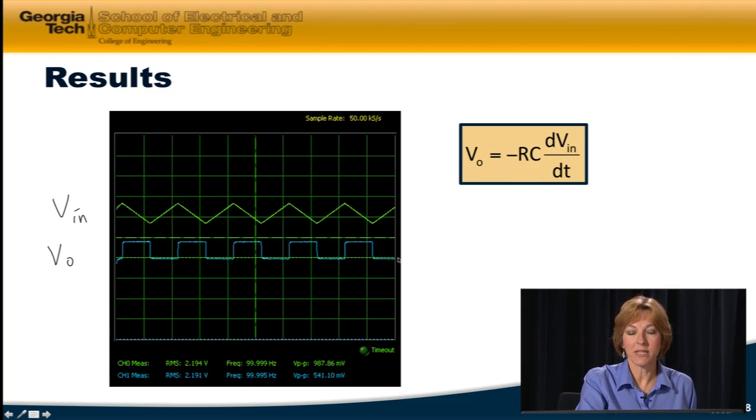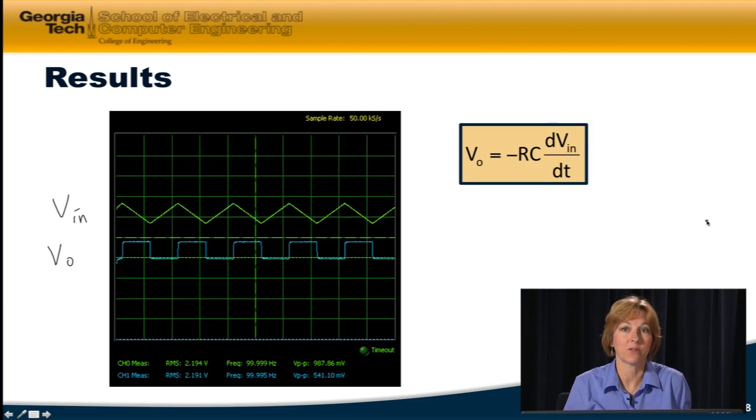So my output is equal to the derivative of the input. And I have a scaling factor in there, a gain, which is equal to minus RC. And that's whatever I pick. So I design my circuit with a particular value of RC in mind.